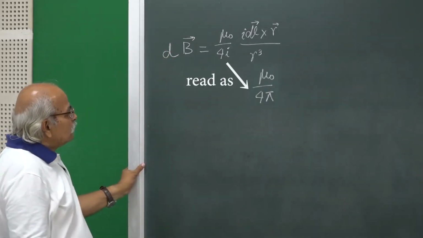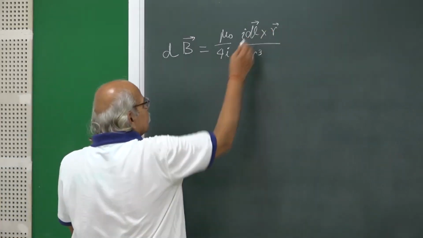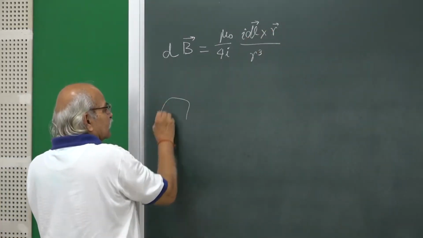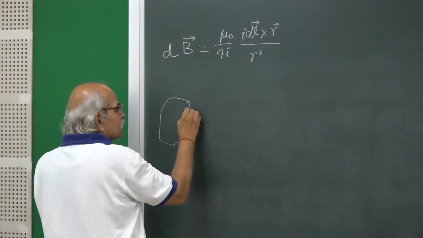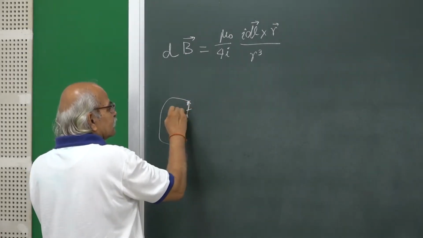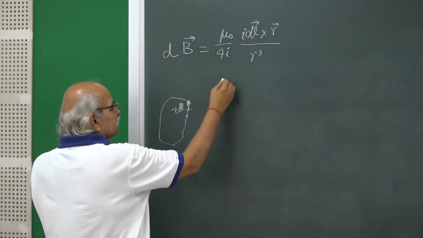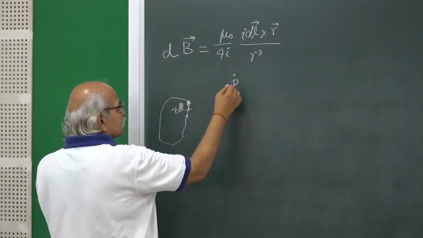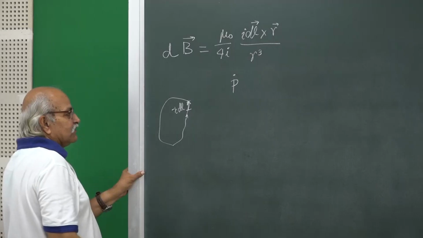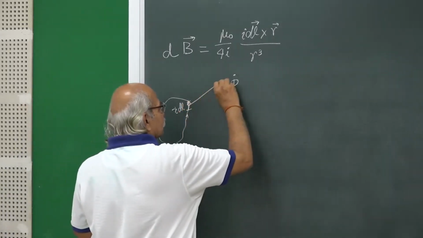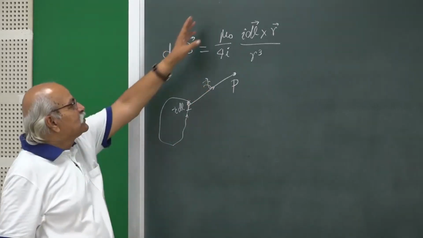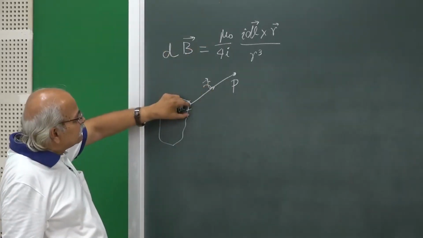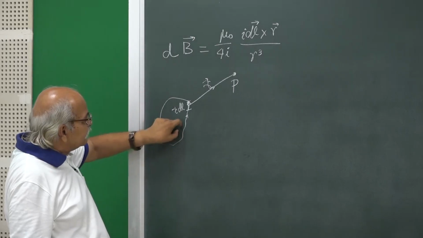This can also be written, because this r vector, if you have a current circuit and then here is that dl, here is that dl, I dl, and then this is the point where we want the magnetic field. So, this vector is r vector, and it is this vector which keeps changing as you take that dl here, here, here, here, here.